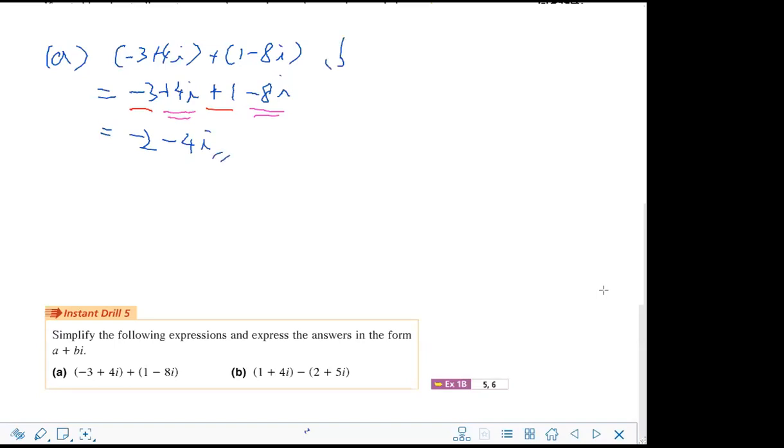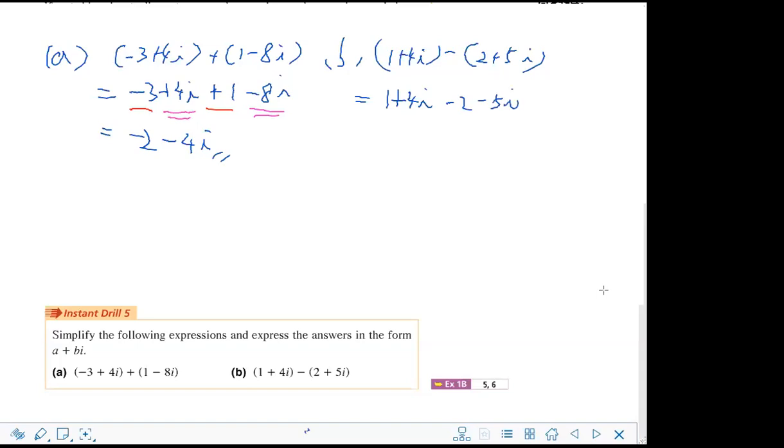And then part B. 1 plus 4i minus 2 plus 5i. The first bracket is a positive bracket, so we just remove the bracket like this. But the second bracket is a minus bracket, so we need to change the sign inside the bracket. The 2 becomes minus 2, and then plus 5i becomes minus 5i.